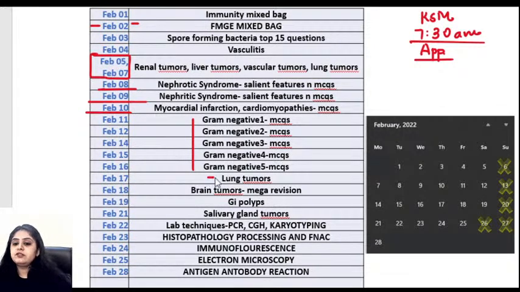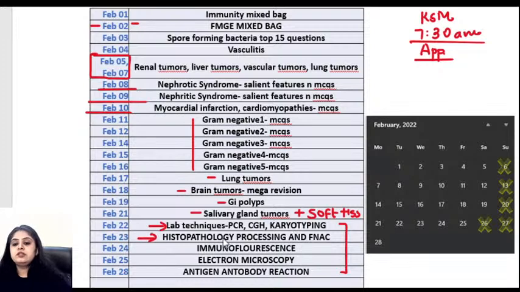Moving on, we have one class on lung tumors, one class on brain tumors, and everything to do with the brain, like all the tauopathies and all those recent important questions that come, which we have to revise. GI polyps, I don't need to emphasize how important it is. Many of you had requested me for 2 things. One is salivary gland tumors and also soft tissue tumors. So the 2 pathology topics which we don't read too much, I'll be taking them up together. Salivary gland and soft tissue in one day, and then I've kept 5 days for the lab techniques which many of you requested. First is the genetics part: polymerase chain reaction, CGH and karyotyping.